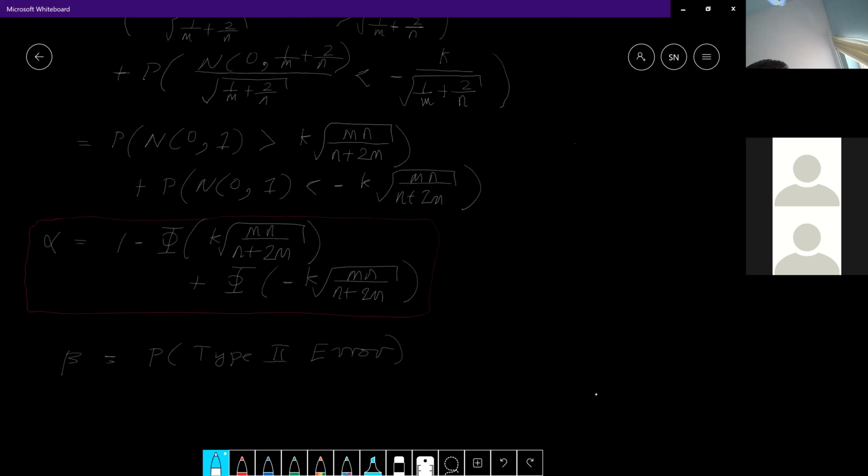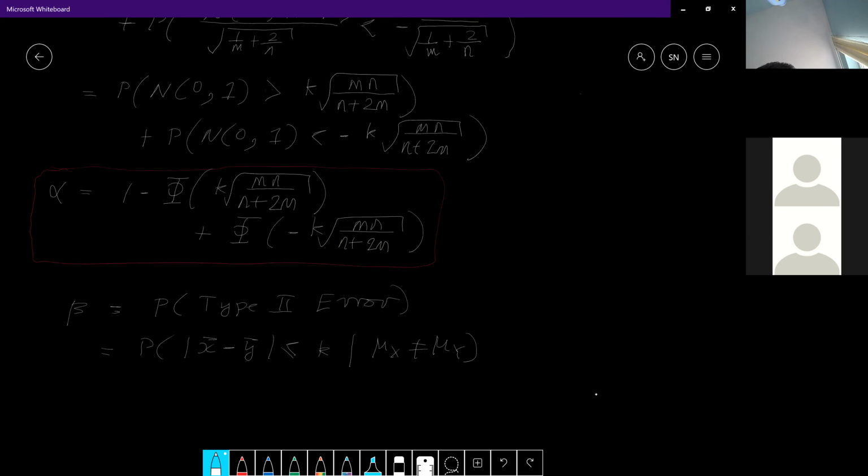So it's the probability of accepting, which is the reverse of rejecting. So it's the absolute value of x bar minus y bar less than or equal to k, given that mu x is not equal to mu y. Okay. So again, it's always a good idea to remove the absolute value. So that's what I'm going to do now.